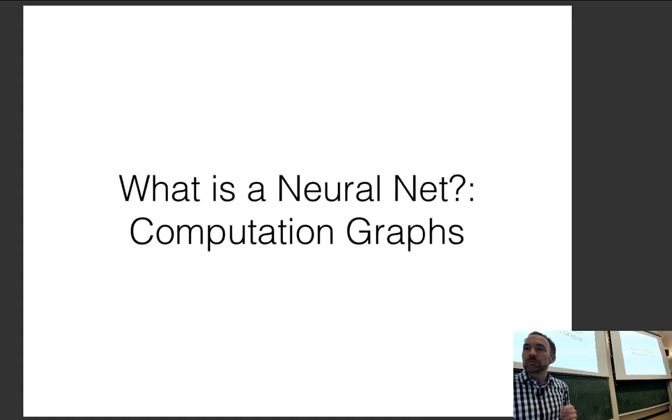Now I'll talk a little bit about definitions of neural networks. So what is a neural network? From the point of view of this class, it's going to be something that's representable through something we call a computation graph.